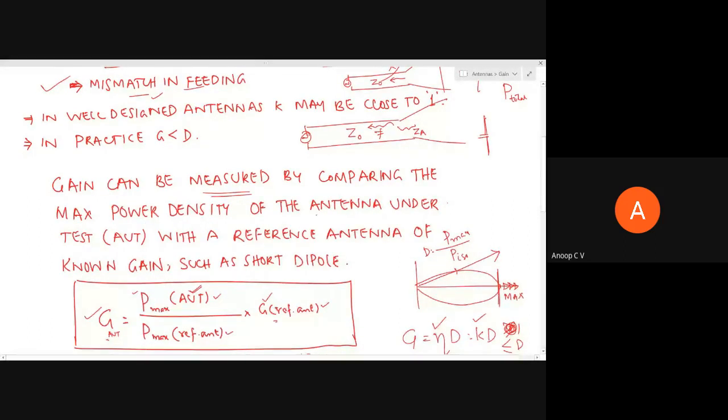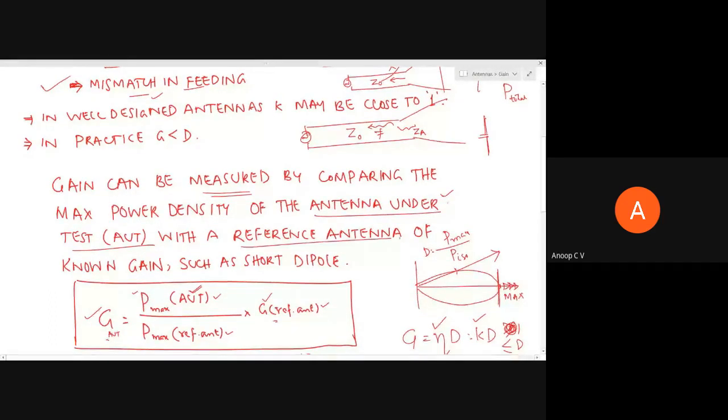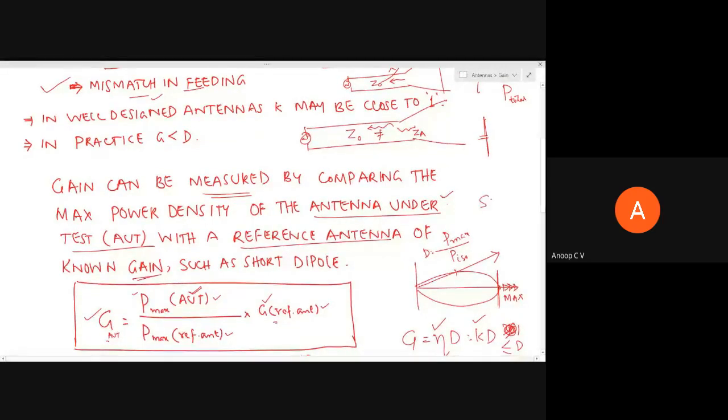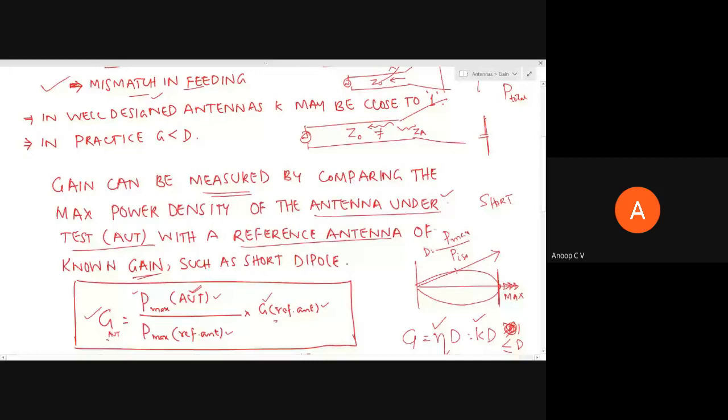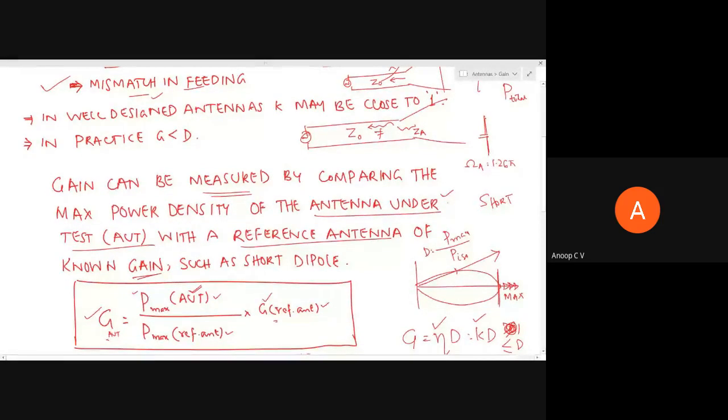Suppose I want to find the gain of this antenna under test. If I compare the maximum power density of this antenna under test with a reference antenna whose gain is known, right? So this reference antenna can be a short dipole. For instance, for a short dipole, omega A is equal to 1.26 pi, right? So we can find what is its directivity.